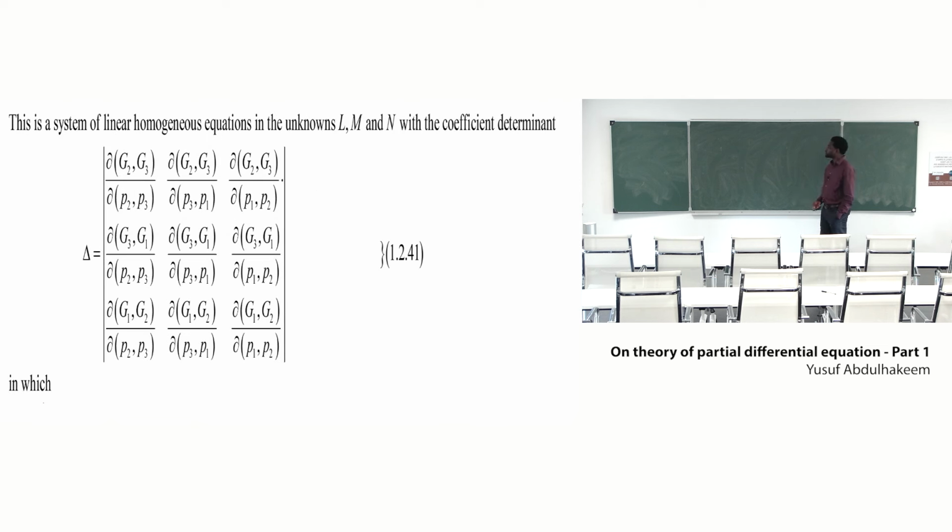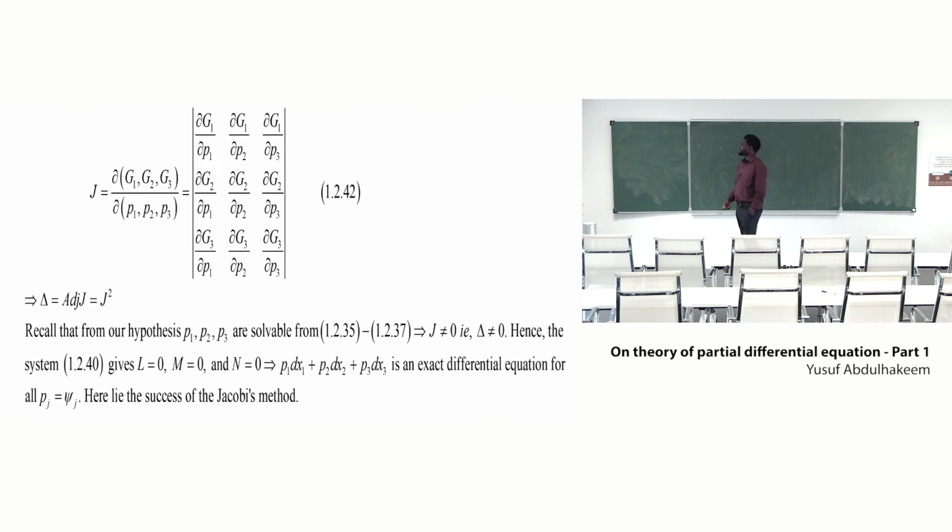That is, by the time we put it in matrix form, this is what we are going to have here, which is 1.2.41. And then the Jacobian is 1.2.42. Then recall that from our hypothesis, P1, P2, P3 are solvable from these two equations here, which implies that J, that is, the Jacobian, is not equal to 0, and then also the determinant is not equal to 0.